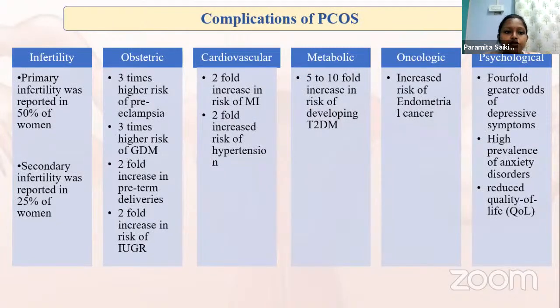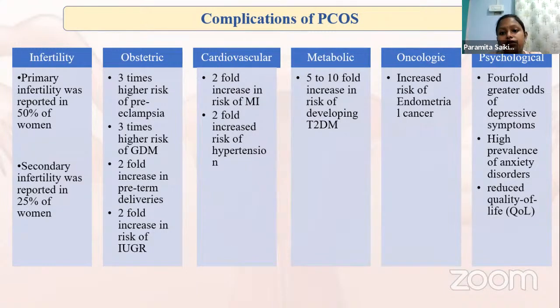Coming to the complications of PCOS, we have infertility issues. Primary infertility was reported in 50% of women. Secondary infertility was reported in 25% of women. In obstetric complications, we have 3 times higher risk of preeclampsia, 3 times higher risk of gestational diabetes mellitus, 2-fold increase in preterm deliveries, and 2-fold increase in risk of IUGR. In cardiovascular complications, we have 2-fold increase in risk of myocardial infarction, 2-fold increase risk of hypertension. In metabolic complications, we have 5 to 10-fold increase in risk of developing type 2 diabetes mellitus.